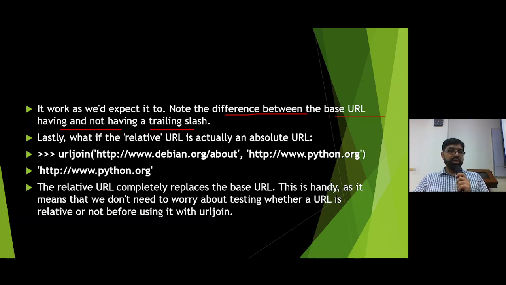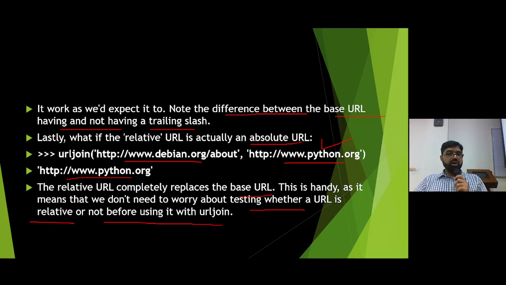So what if the relative URL is actually an absolute URL? With urljoin, when we provide these two, we will get this. So the relative URL completely replaces the base URL because this is a complete URL. This is handy, as it means that we don't need to worry about testing whether a URL is relative or not before using urljoin.